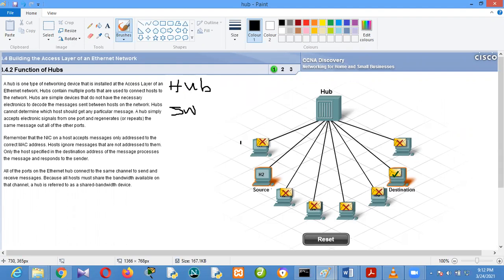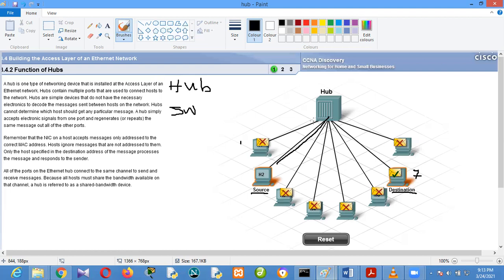Now, whenever a PC wants to communicate with another PC, for now, this PC source H2 wants to communicate with another PC. This is the destination. When it sends a message to the hub saying, I'm sending a message to this particular one, maybe PC7, for instance, what the hub will do is broadcast the message to all the active ports on the hub. What I mean by active port is connected ports.